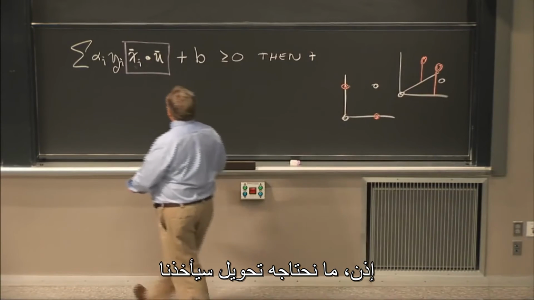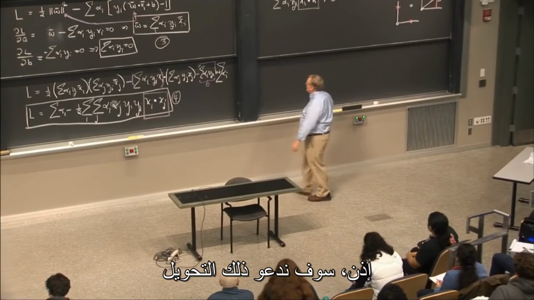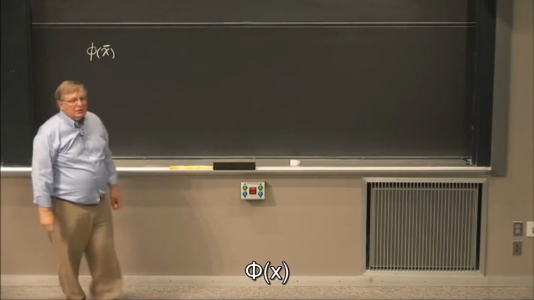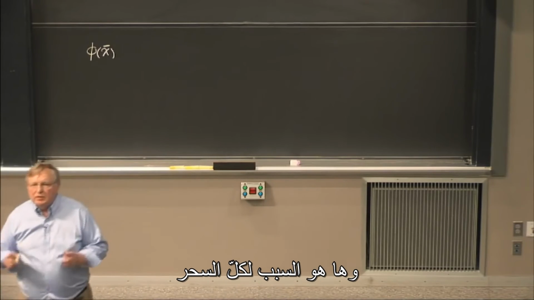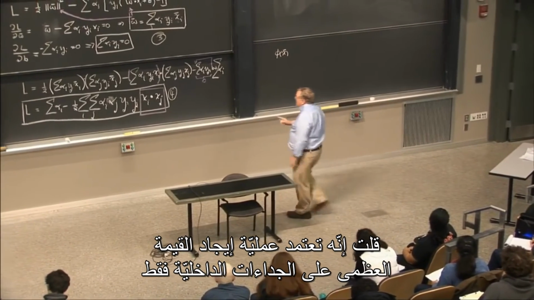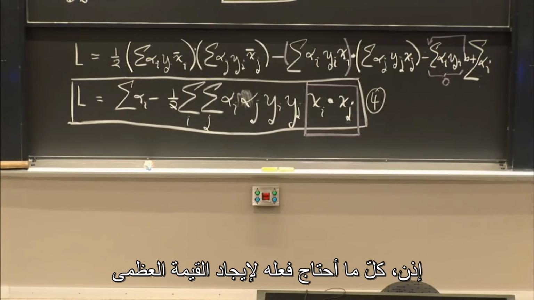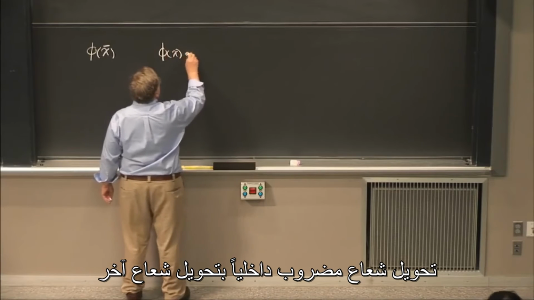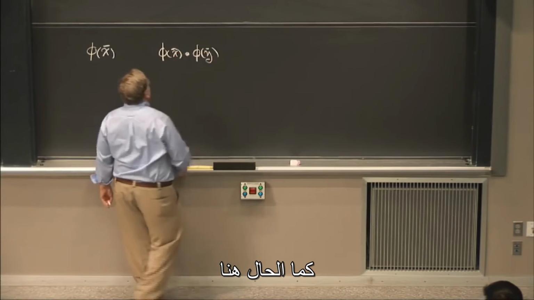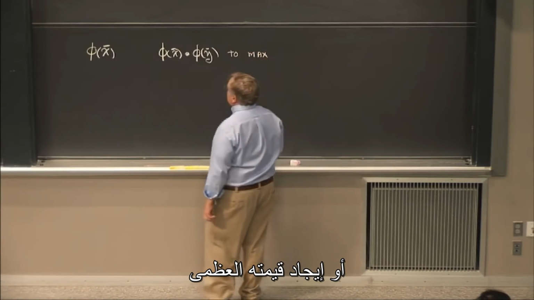So what we need then is a transformation that will take us from the space we're in into a space where things are more convenient. So we're going to call that transformation phi of the vector x. That's the transformation. And now here's the reason for all the magic. I said that the maximization only depends on dot products. So all I need to do the maximization is the transformation of one vector dotted with the transformation of another vector, like so. That's what I need to maximize, or to find the maximum one.